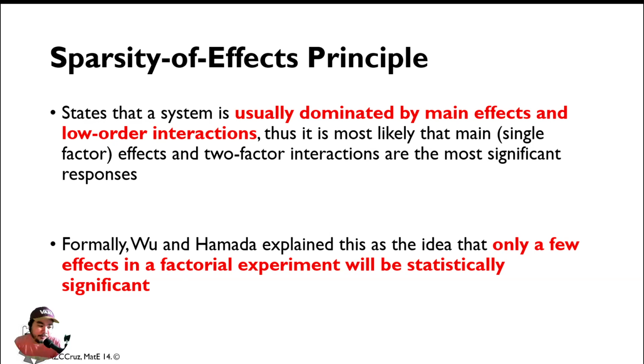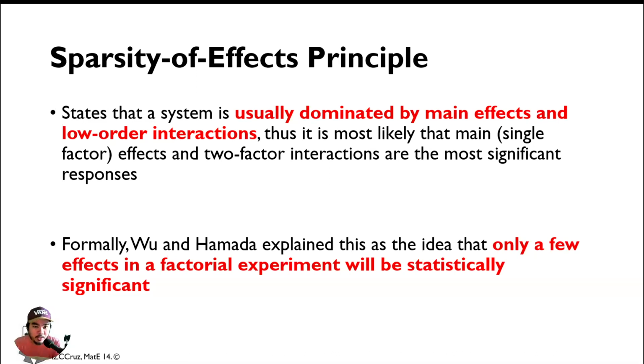Again, when we do 2 to the k design, it usually becomes very demanding once we have multiple factors k, no? The larger the number of factors, the greater the number of experimental runs we need to do. So in that regard, we need to reduce it without sacrificing the integrity of the experiment, no? And the way we do that is to employ what we call the sparsity of effects principle.